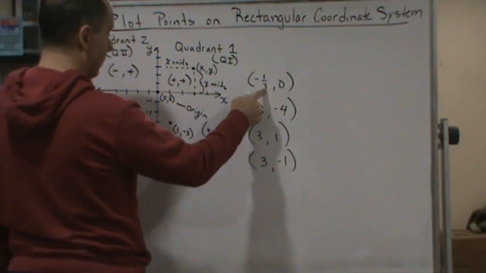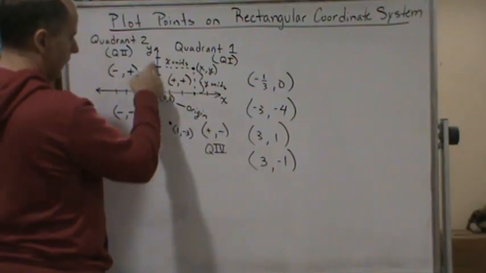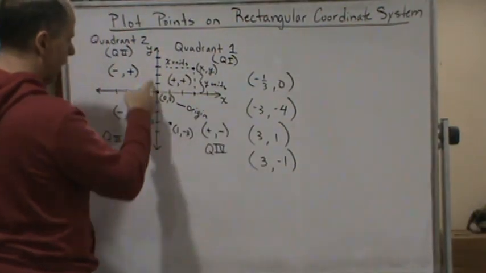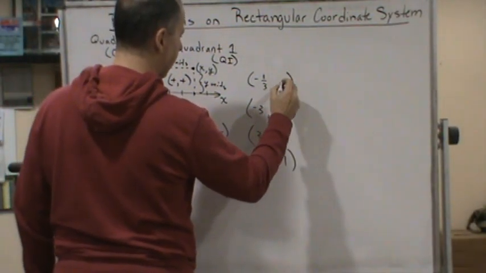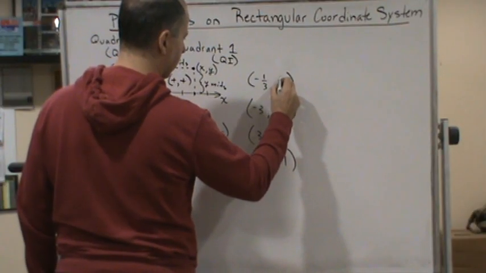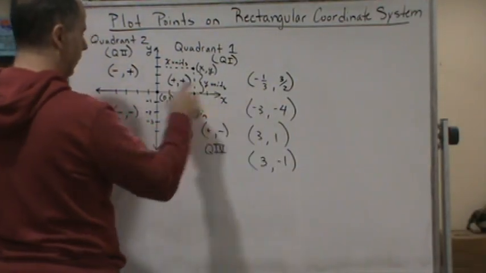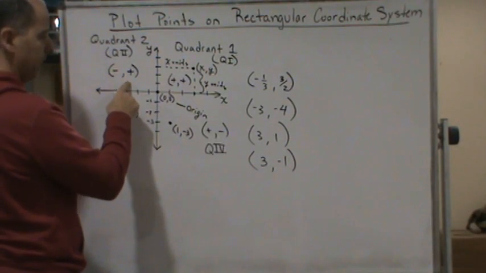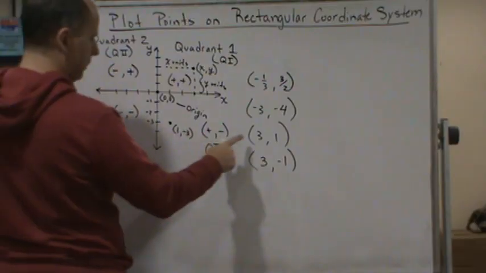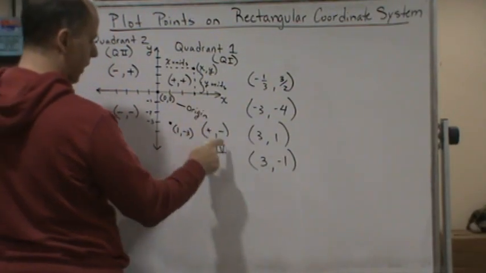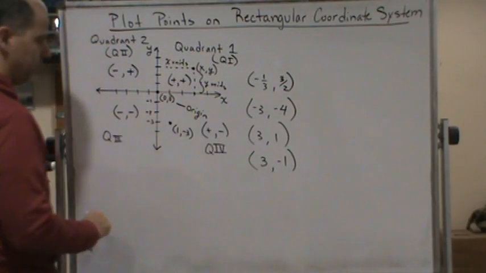For example, this one is on the axis. That's 0, so you know you're on the y-axis. You're not really in a quadrant. But if I made this, let's say, (-3/2, ...), now I know that I'm in the second quadrant. This is both negative, so I'm in the third quadrant. These are both positive, so I'm in the first quadrant. This is positive and this is negative, which means I'm in the fourth quadrant.